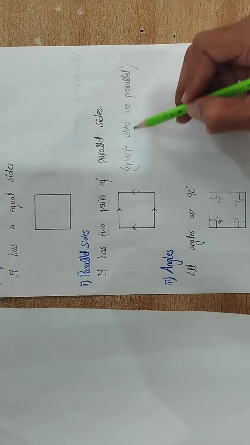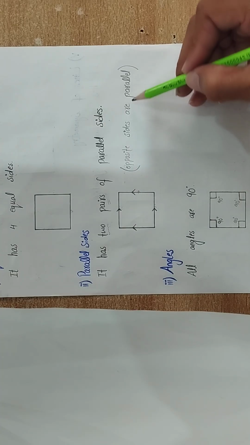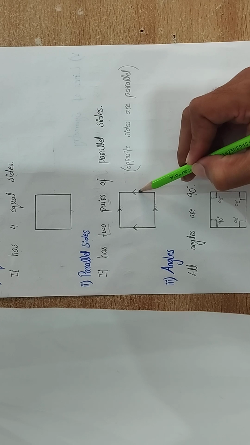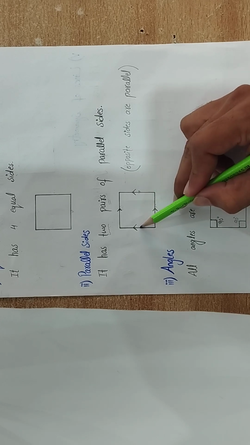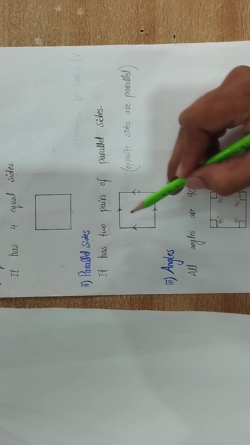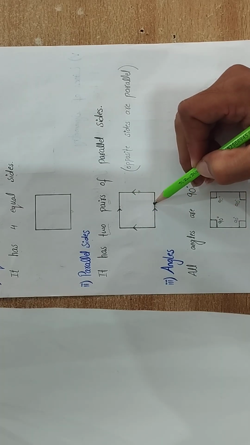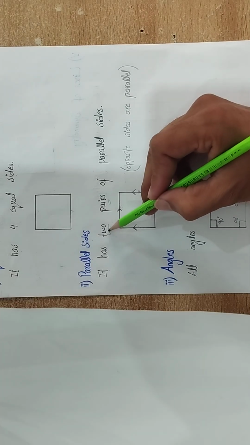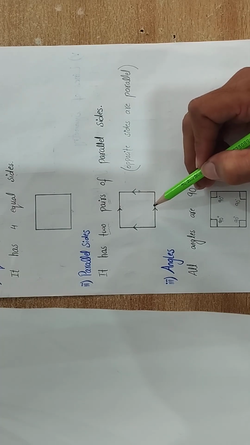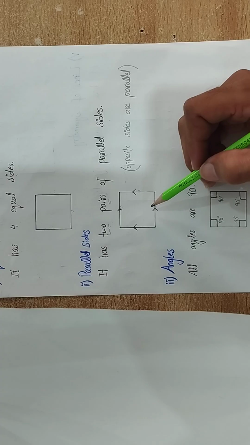और इसमें कौन कौन सी sides parallel होती हैं? Opposite sides parallel होती हैं. This one is opposite to this side. Opposite means in front of each other. These two are opposite sides, they are parallel. This one is one pair. These two sides, they are opposite to each other and they are parallel. This one is second pair. So we have two pairs of parallel sides in square shape. This one was the second property of the square shape, parallel sides.